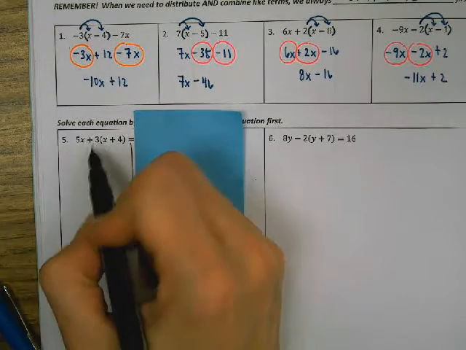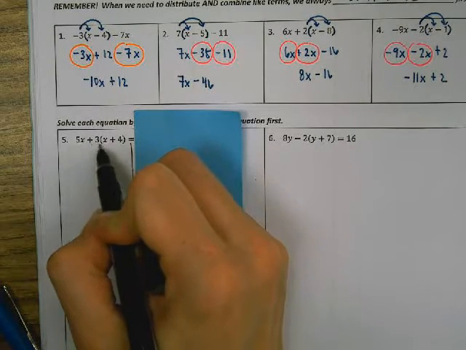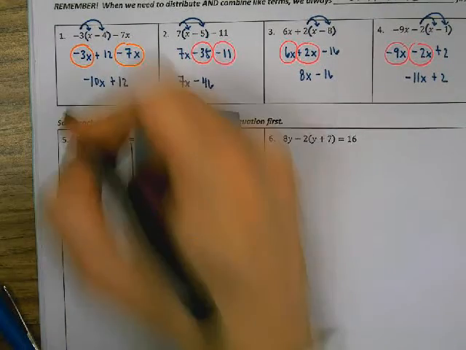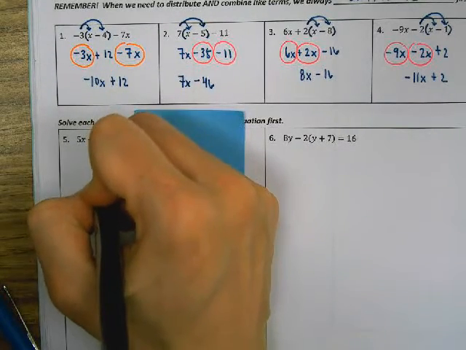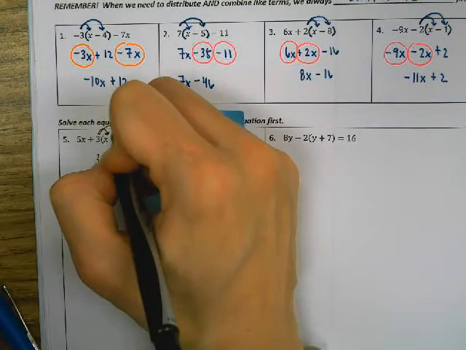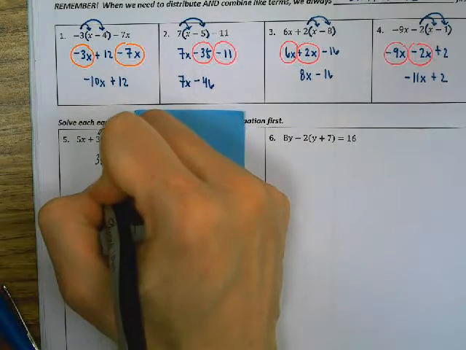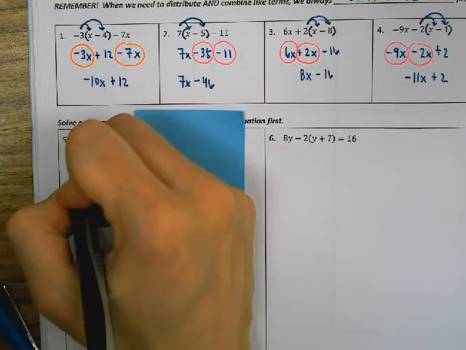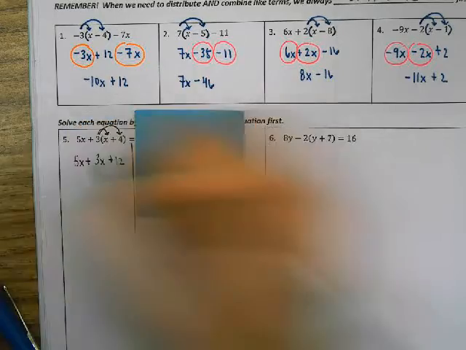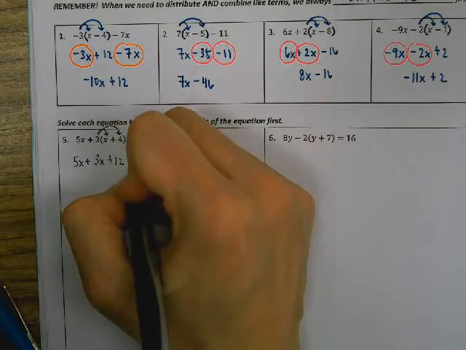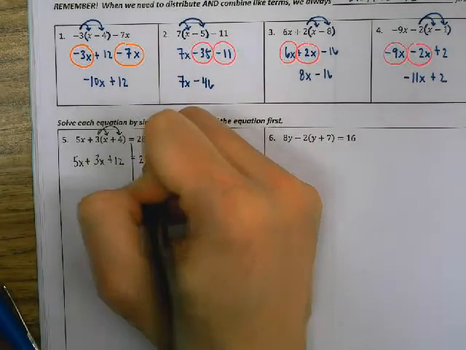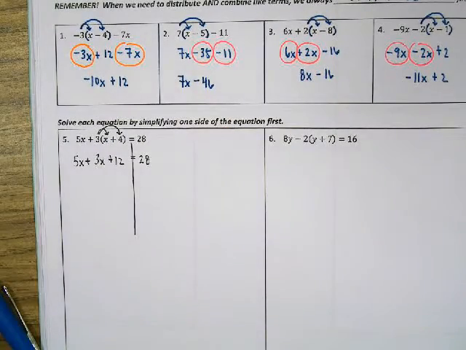So the first thing I see is that it looks like I'm distributing a positive 3 to these terms in the parentheses. So I have a 3 times x is a 3x. 3 times 4 is a positive 12. And then I'm going to bring down my 5x. So I know all of that is equal to 28.